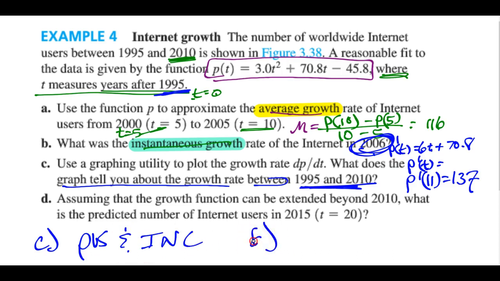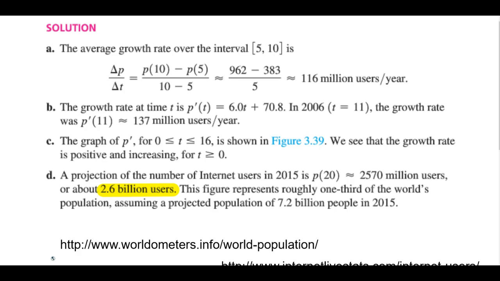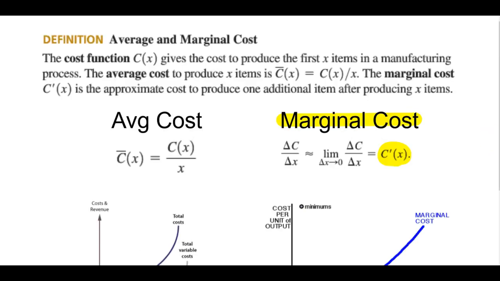And part D asks for p sub 20. So let time be 20. So go to the function and evaluate that, and that's around 2.6 billion. And you could read through example number 4 and find out how the author described that.